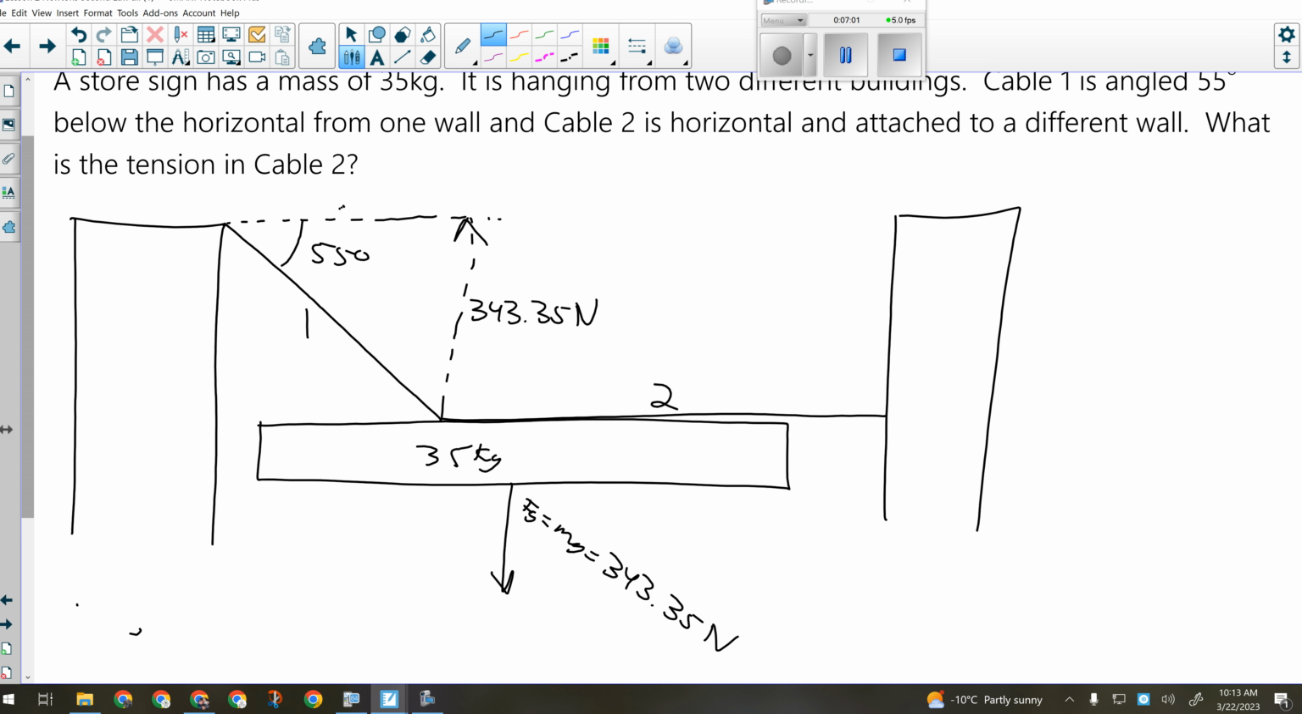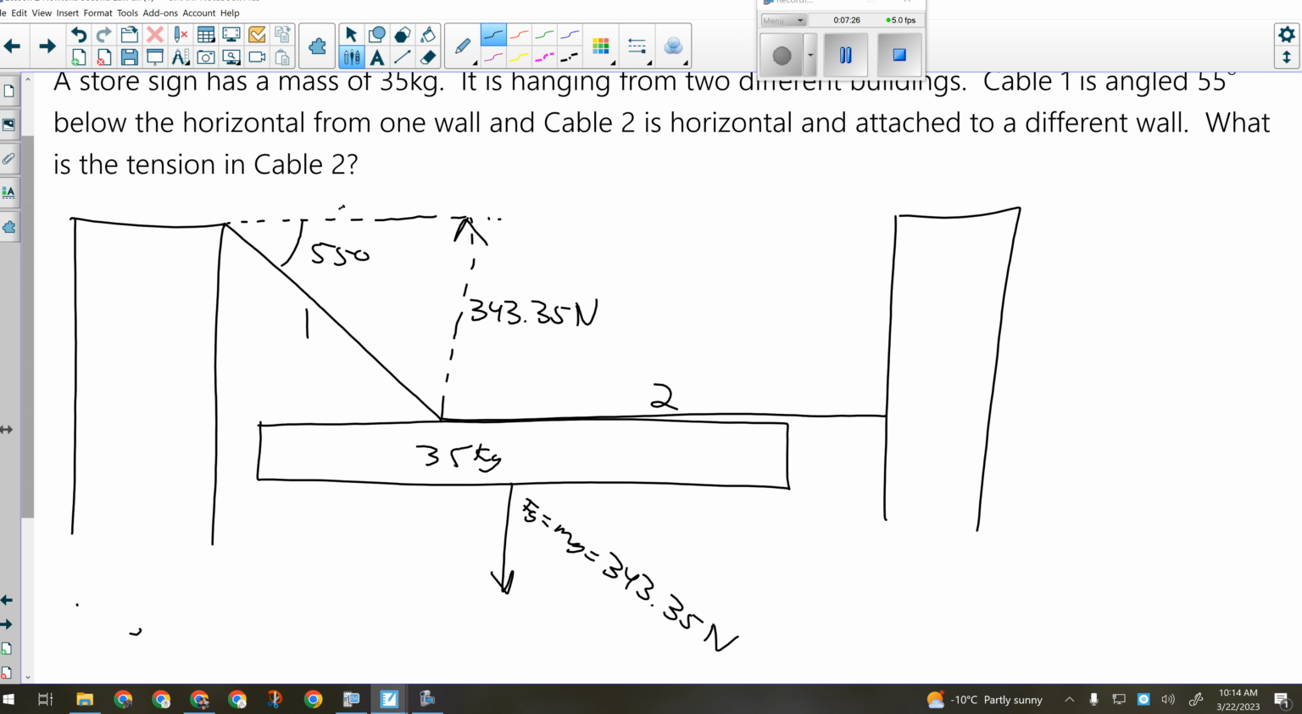Okay. Do I know enough information about cable 1 to calculate its horizontal component? I do. I have its vertical component and I have an angle. I've got 2 parts of the triangle. Do I even need to know what the hypotenuse is in this question? I don't. I don't need to know what the tension in cable 1 is. I just need to know how much it's pulling up and how much it's pulling over.